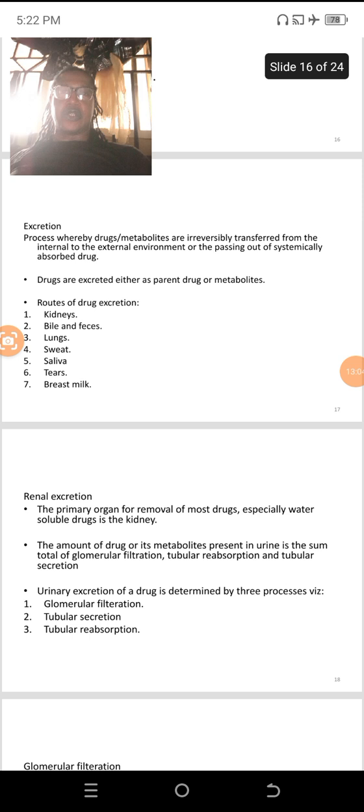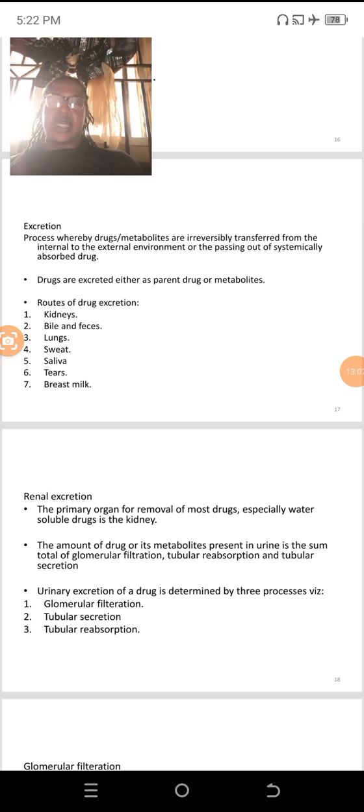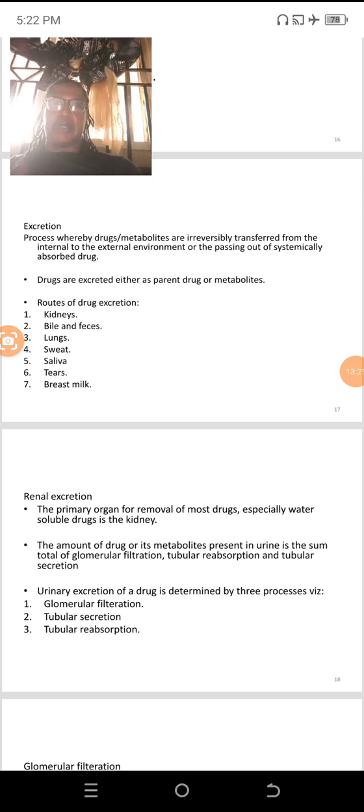Quickly then, let's look at excretion. And what is excretion? Excretion is a process whereby drugs and metabolites are irreversibly transferred from the internal to the external environment, or the passing out of systemically absorbed drug. Drugs can be excreted either as the parent drug or as metabolites. And the routes through which drugs are excreted are the kidneys, through bile and feces, through lungs, through sweat, through saliva, through tears, through breast milk.